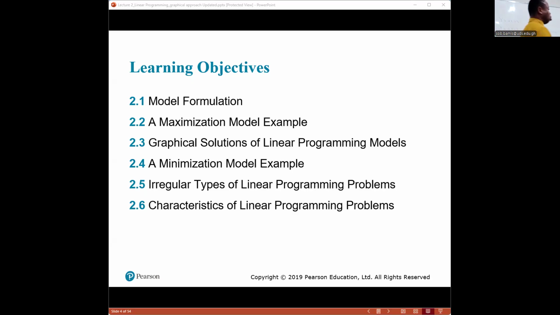There are components of a linear programming model. Number one is a decision variable, which determines the level of activity that the firm will undertake. So, for instance, how many bags of fertilizer to apply? That's the activity, and that's the decision.